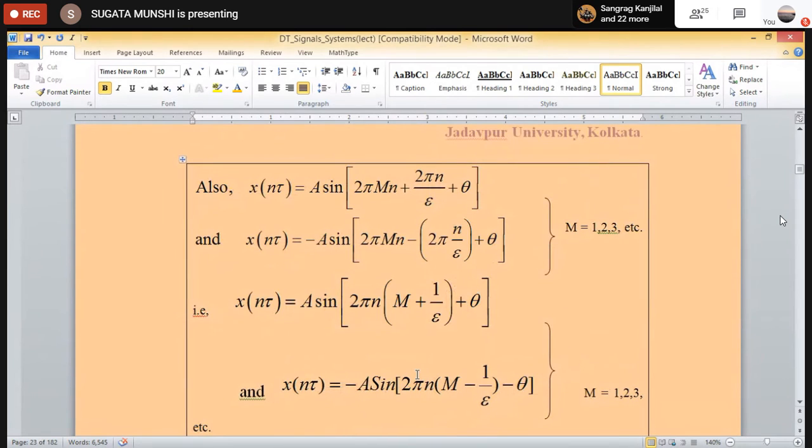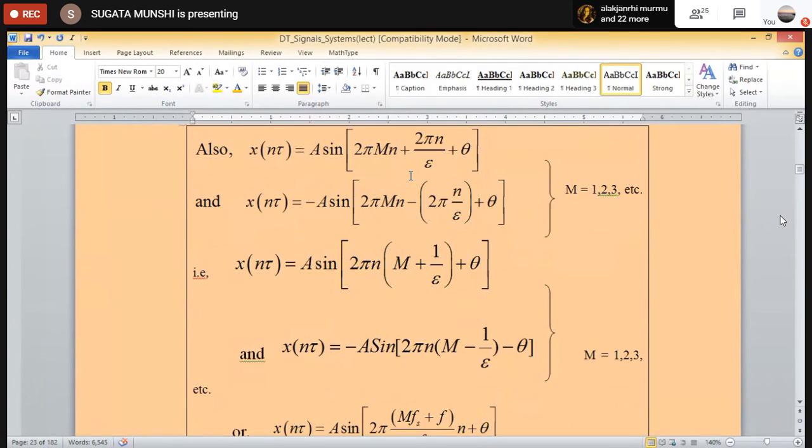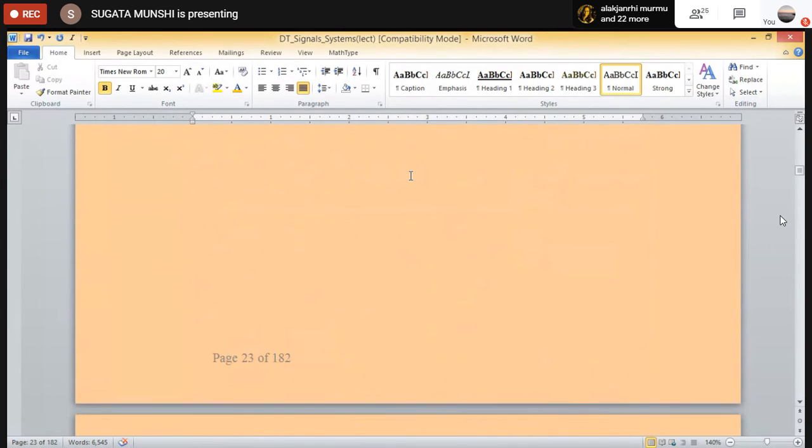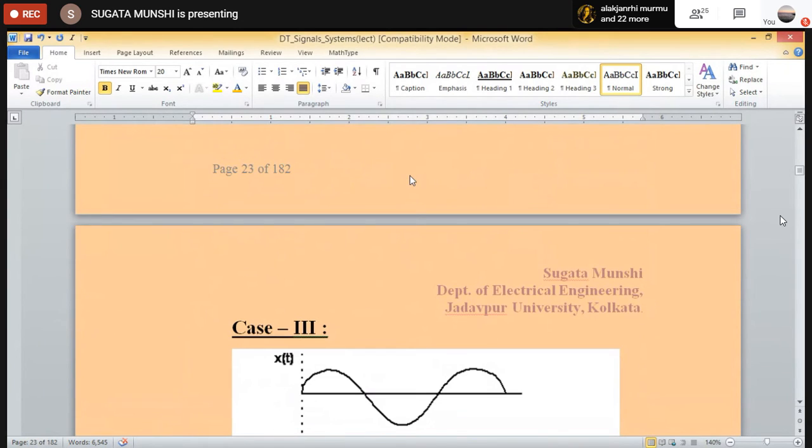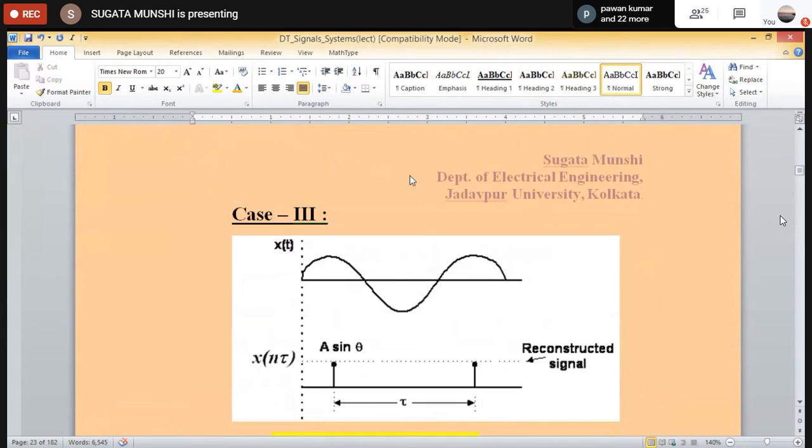Now, you need not write this, but in all these cases that I have considered, you could also show that x and tau can be the sampled version of frequencies that are greater than f. But we are not interested in that because those frequencies will not be reconstructed. The only frequency that will be reconstructed is the one with the minimum value. That's why I have not considered that. Now move on to the next case.